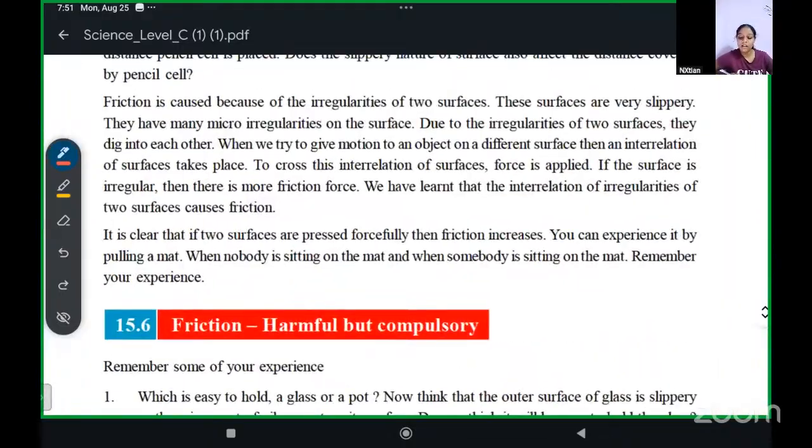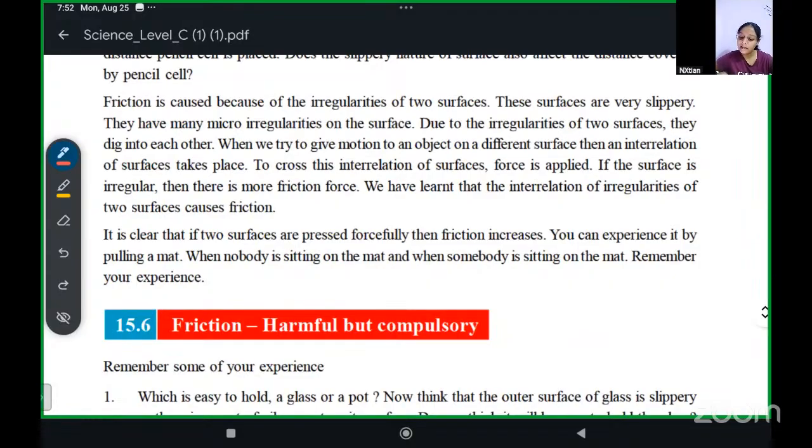No. Causes of friction we are doing. Friction is caused because of the irregularities of two surfaces. Okay, because of the irregularities of two surfaces. Even surfaces that look very slippery may have micro irregularities on the surface. Due to their irregularity, they dig into each other.